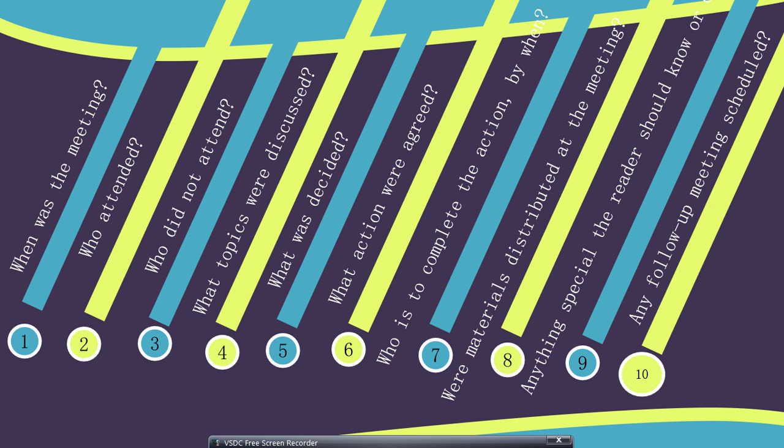Okay, there are three types of things that we can do: before the meeting, during the meeting, and after the meeting.